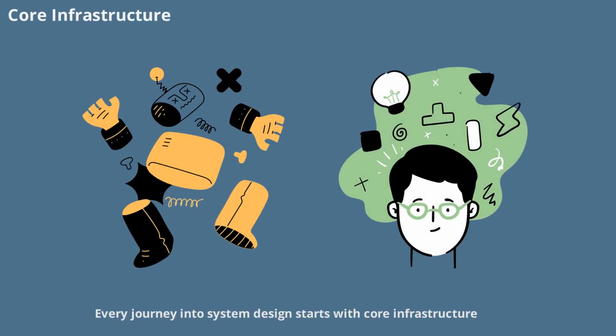Every journey into system design starts with core infrastructure. These foundational systems are the building blocks of modern software engineering. By understanding how these components work, you'll be better equipped to design, build, and maintain robust applications. Let's begin with the first essential system, the URL shortener.